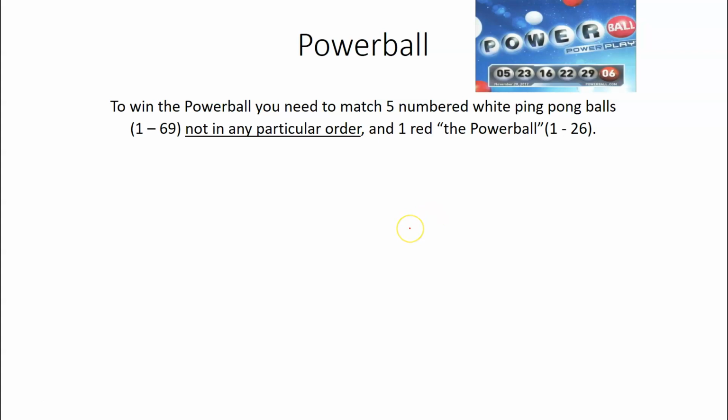And this is actually a machine where these ping pong balls come flying up. They used to show this on TV. I don't think they do anymore. But by law, this actually has to be done with a machine, not a simulation.